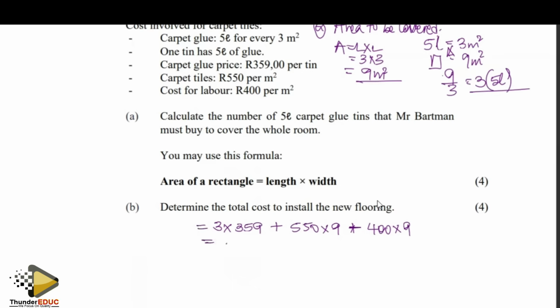So here we have 177 plus 4,950 plus 3,600. So here it will equal 9,627. This is the amount of money the person will need.